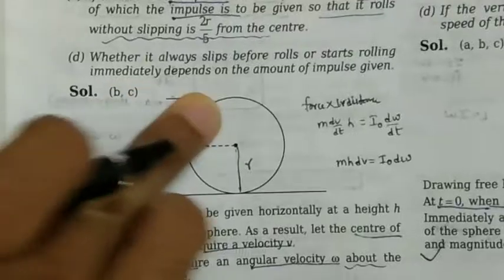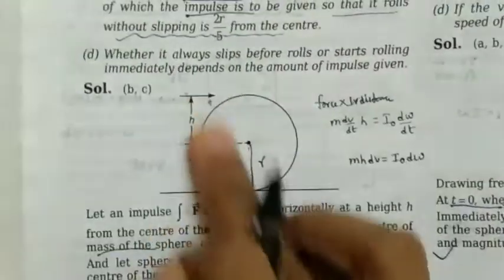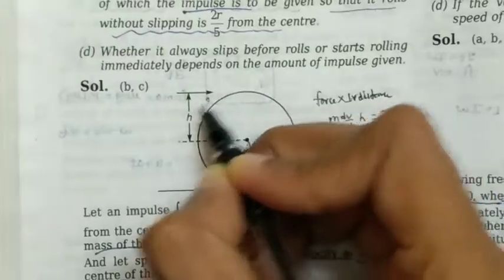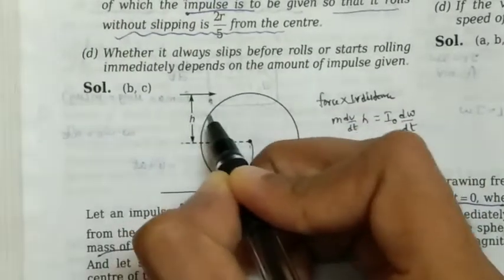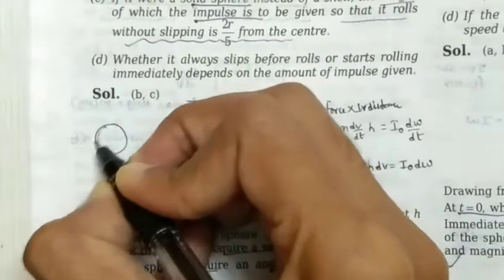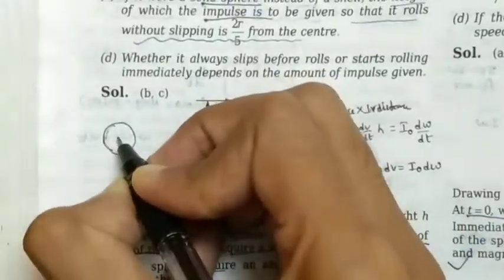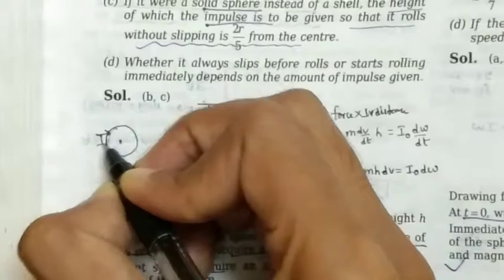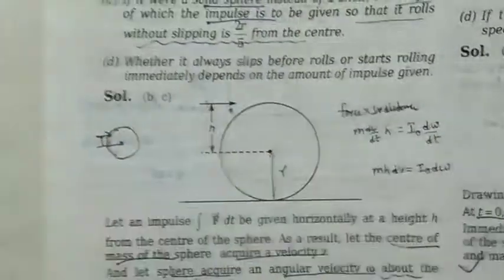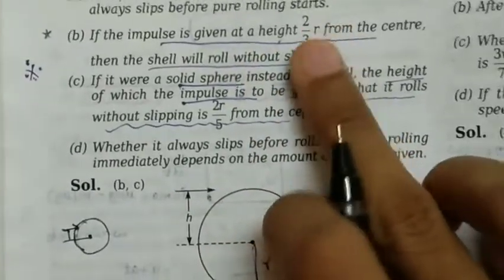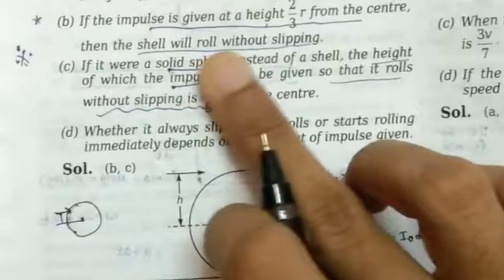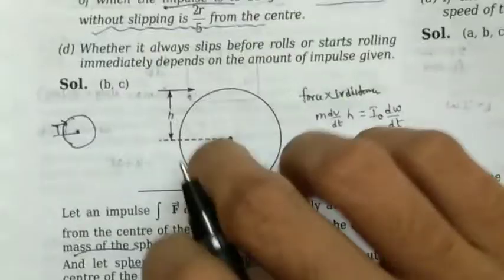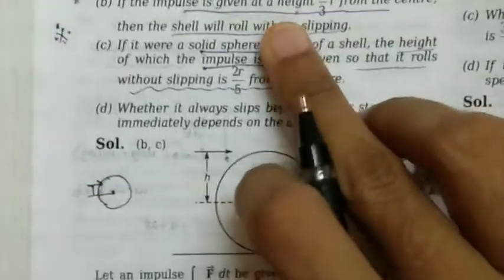Suppose we are applying in this direction at a certain height from the center. So this is the center, and at a certain height we are applying force, or else here like this. So this is some particular height where we are applying force. According to the question, if we apply force at this height from the center, then the shell will roll without slipping. That means it would exhibit only pure rolling motion, but it would not skid or slip on the rough surface. So that is the thing they are saying. We need to see whether it is true or not.